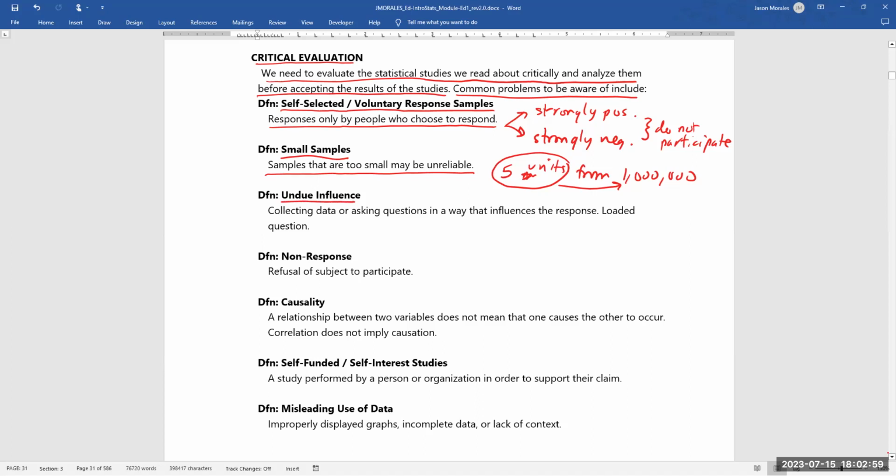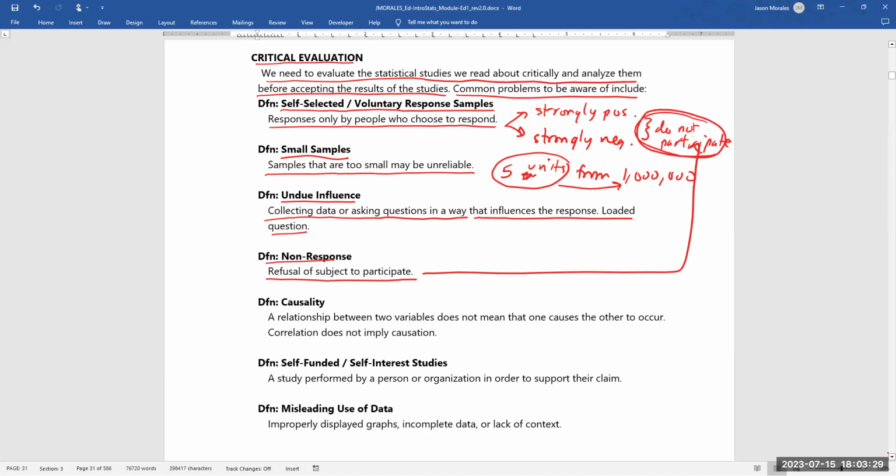Undue influence is another area of sample bias, and this would be collecting data or asking questions in a way that influences the response. So examples would be loaded questions. Another area of non-response is actually refusal of the subject to participate. And actually, this is kind of what I talked about as far as voluntary response samples. So a non-response would be maybe people that are in the center of an issue, neither strongly positive or strongly negative, but somewhere in the middle.